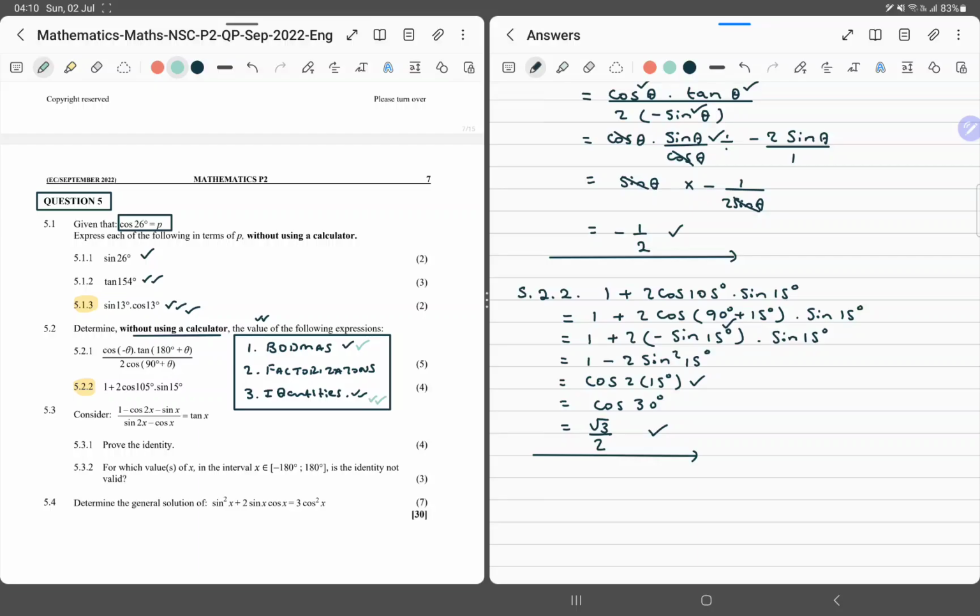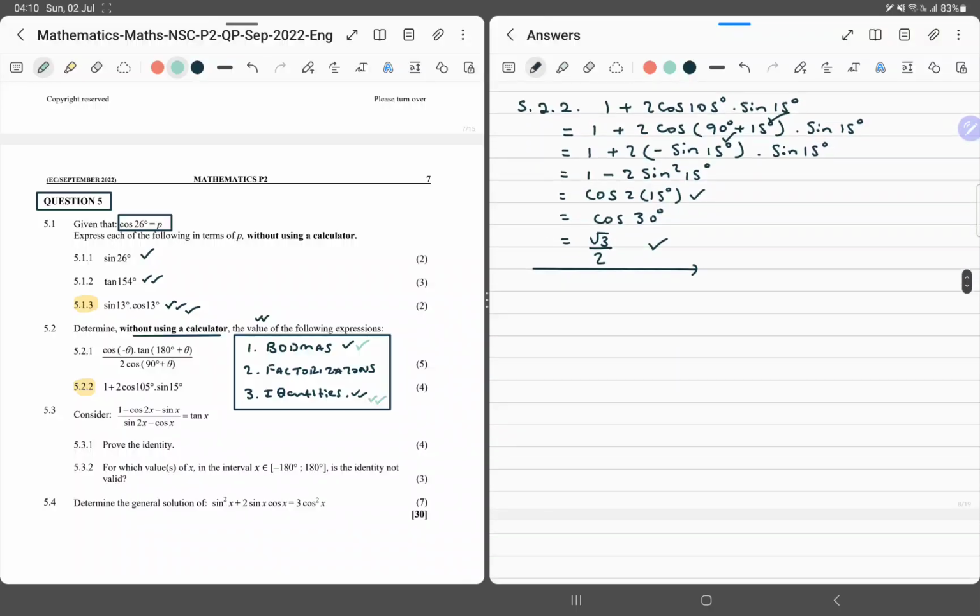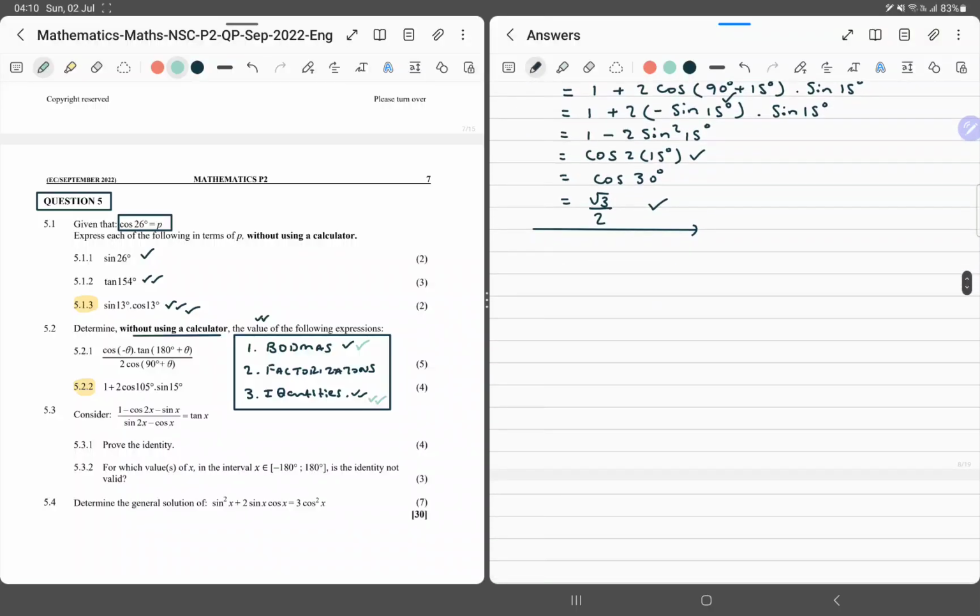I would imagine this step is critical, right? So this is where those 4 marks are, I believe. So let's do 5.3. Okay, 5.3 says consider that trig equation or identity. So we've got 5.3.1. It says now prove the identity.